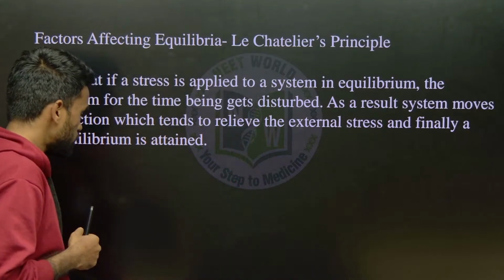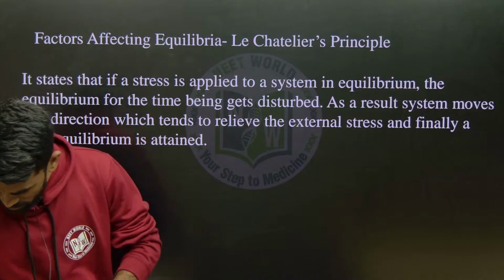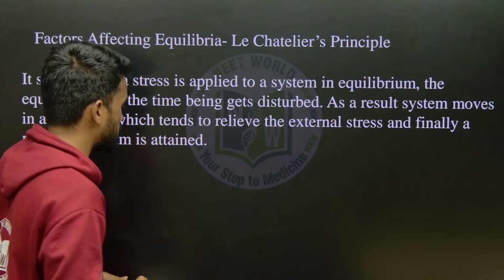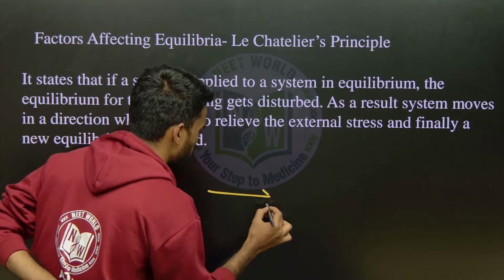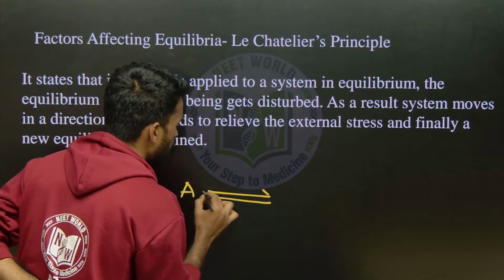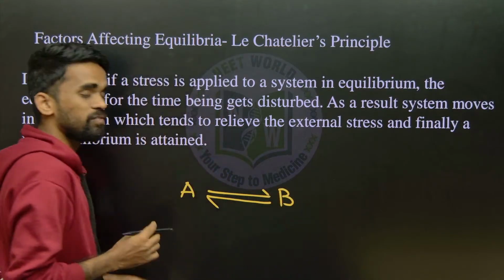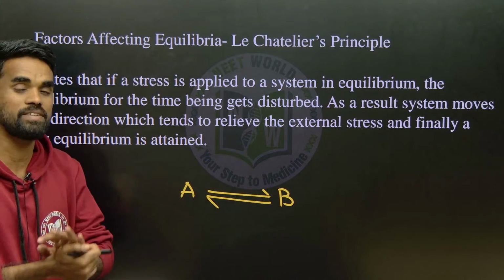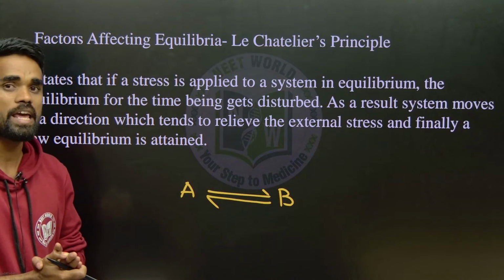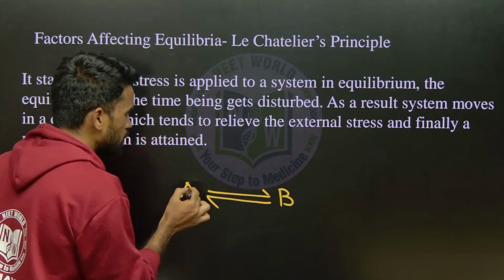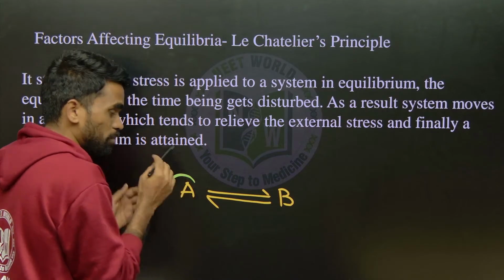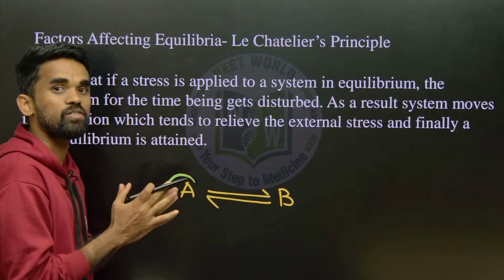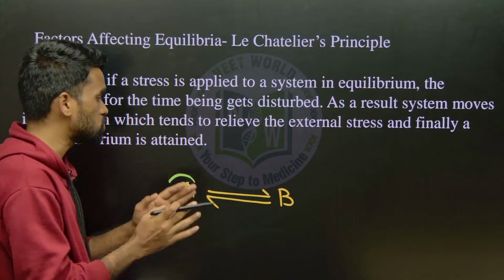See, we know an equilibrium system is a very stable system. For example, if there is an equilibrium between A and B, here we have a system where A and B are in equilibrium. We know the equilibrium state is a very stable state. So what happens by making any disturbance to the equilibrium? What happens to this system?